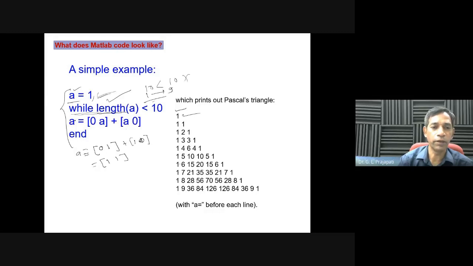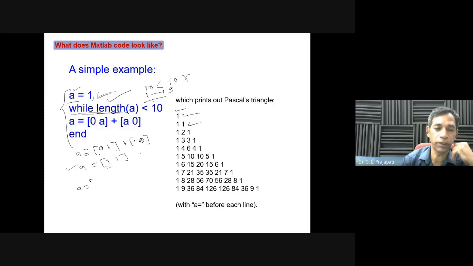You have not used a semicolon here, which means 1 and 1 you have found. Now A becomes 1 1. Again, once you go for the length, the length is less than 10, because it is up to 2. The length is 2 only here. So again you are going to execute this statement.